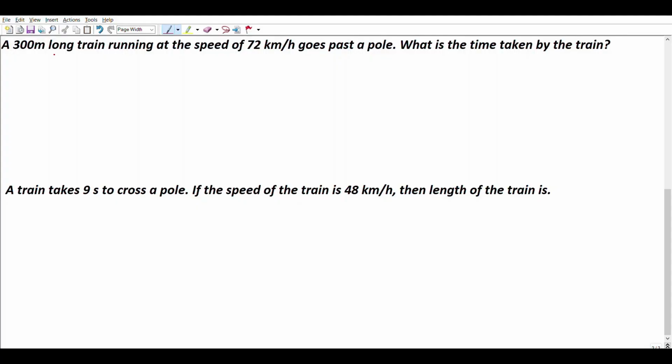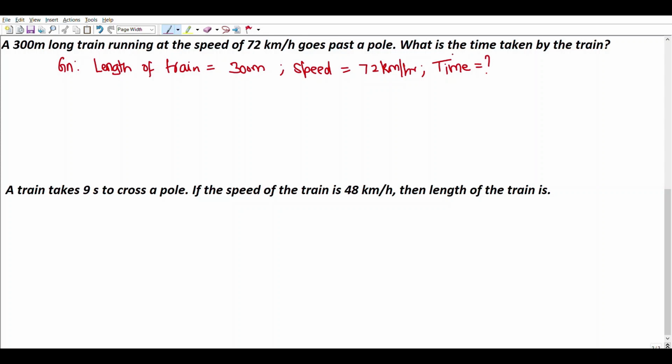A 300-meter long train running at a speed of 72 km per hour goes past a pole. What is the time taken by the train to cross the pole? So from the question, it is given that length of train is equal to 300 meter. Speed of train is equal to 72 km per hour. We need to find time taken by the train to cross the pole.